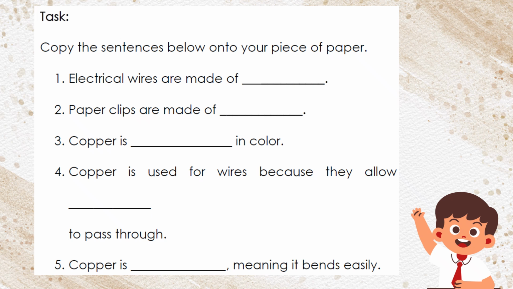1. Electrical wires are made of blank. 2. Paper clips are made of blank. 3. Copper is blank in color. 4. Copper is used for wires because they allow blank to pass through. 5. Copper is blank, meaning it bends easily.